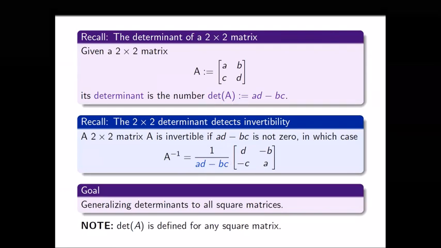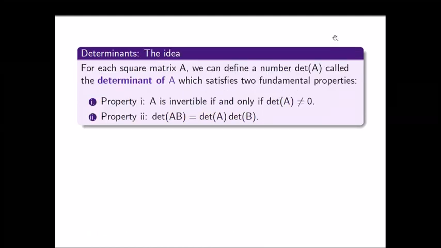The goal of this episode and the next few episodes is to generalize the idea of determinants to all square matrices. So let's talk about the idea. For any square matrix A, we can define a number, the determinant of A, which satisfies two fundamental properties. The first is that A is invertible if and only if the determinant of A is not equal to 0. The other is that the determinant distributes over a product of matrices. So the determinant of A times B is the same as the determinant of A times the determinant of B.